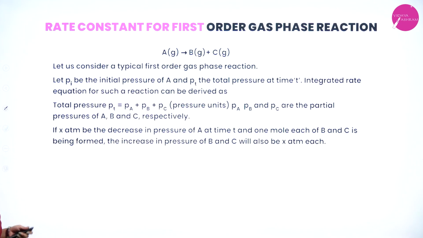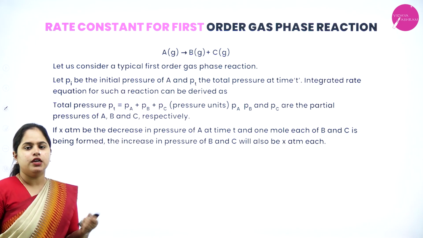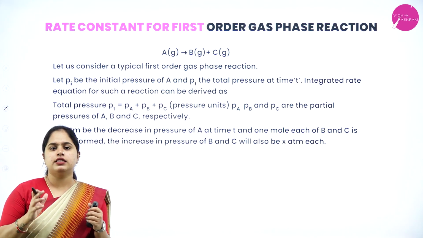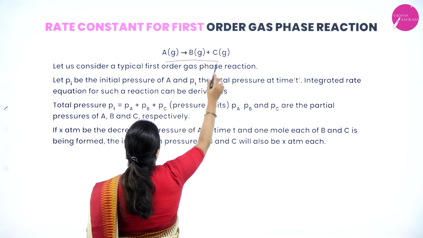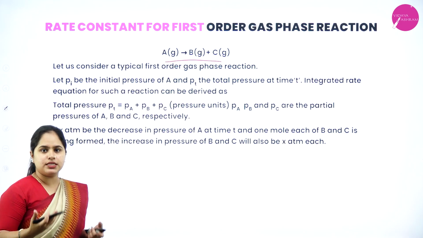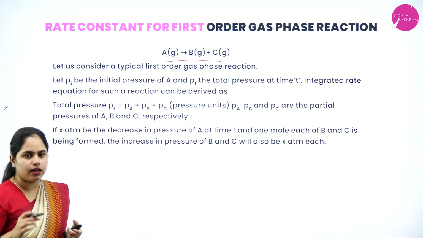Now moving on to the last one, that is rate constant for first order gas phase reaction. If the reactants and products that we are taking are in gaseous phase, there is a small change. So let's consider this particular reaction. A is the reactant here, A is giving B plus C. So B and C are the products, A is the reactant. All of them are in the gaseous phase.